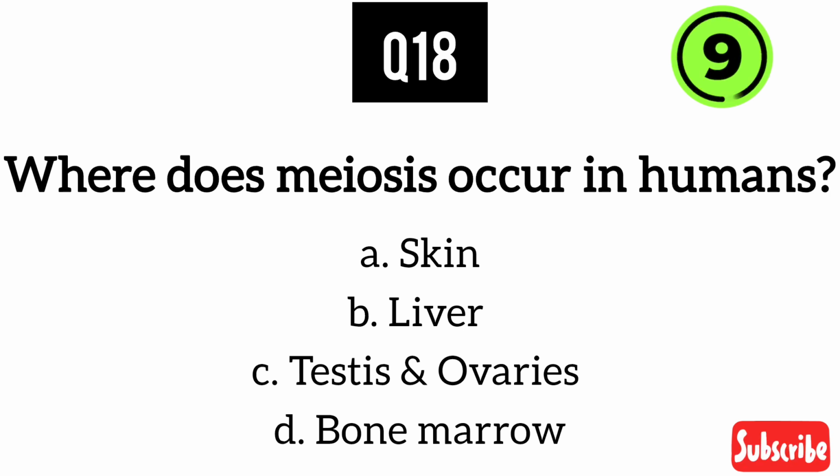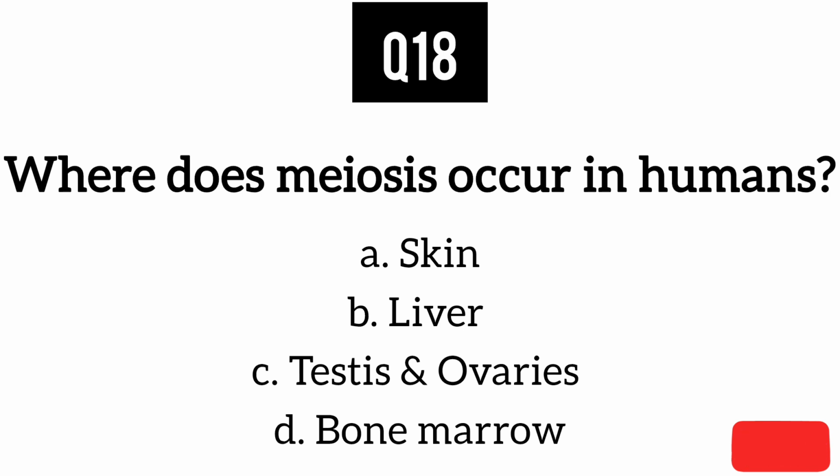Question 18. Where does meiosis occur in humans? A. Skin, B. Liver, C. Testes and ovaries, D. Bone marrow. The correct answer is testes and ovaries. Meiosis occurs in reproductive organs to produce sperm and egg cells.